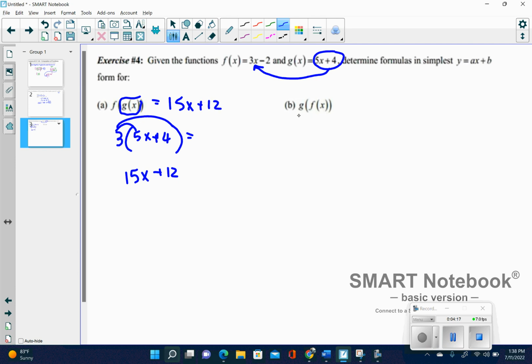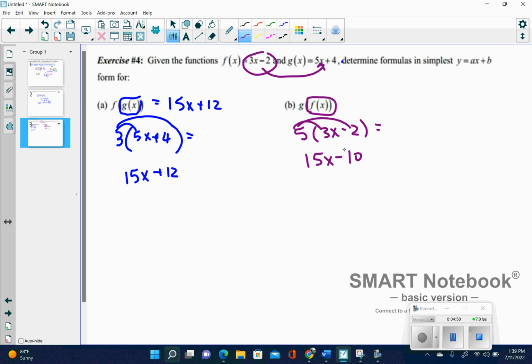Now for g of f of x, I'm going to do the reverse. I'm going to take my f function, because that's the one that's closest. Let's do this in purple. I'm going to take my f function, which is right here, and plug it in for that new x. So I'm going to do 5 times, replacing my x with 3x minus 2, because that's my f function. I want to evaluate this. When I do that, I get 15x, and 5 times negative 2 is equal to negative 10. Good. So these are my two answers for my function.